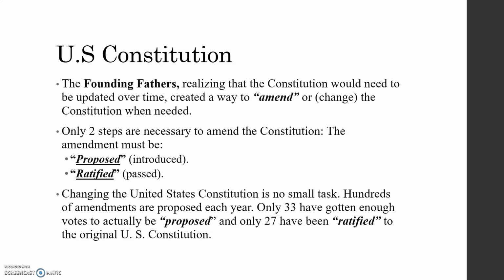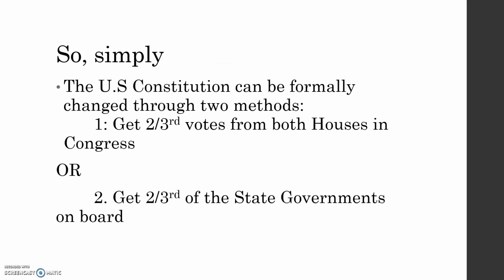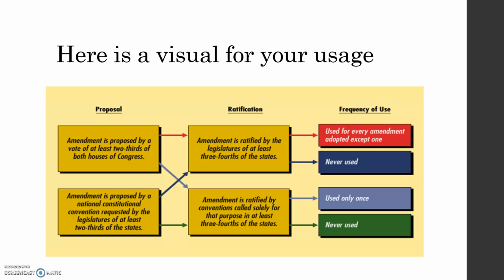Only 33 in our nation's history have gotten enough votes to actually be proposed, and only 27 actually ratified, which is why you learned 27 amendments back in 3rd quarter. So, to put it simply, if you want to get something passed on the U.S. Constitution, here's your formal methods to do that. Get 2/3 votes from both houses in Congress, or get 2/3 votes on state governments on board, and then you go, depending on which path you go for the proposal, will depend on what's needed for ratification.